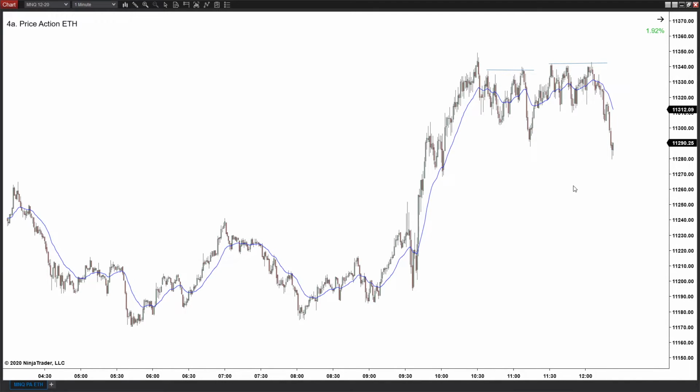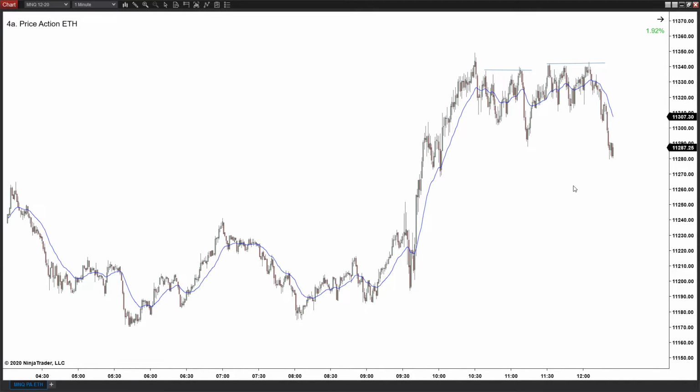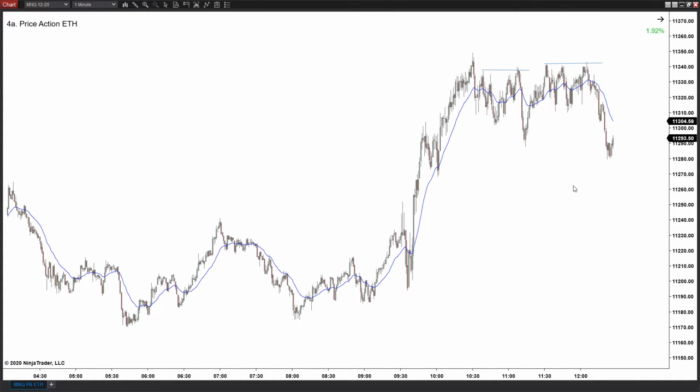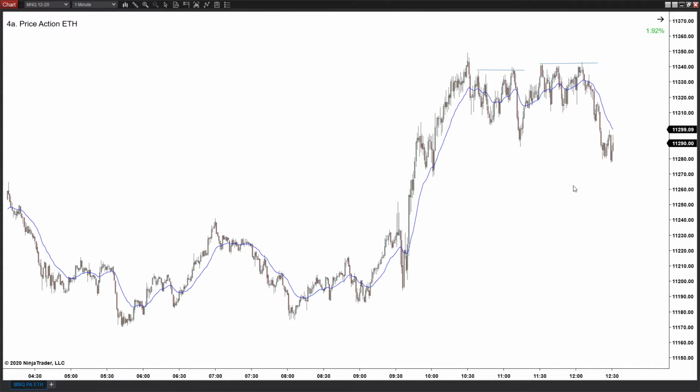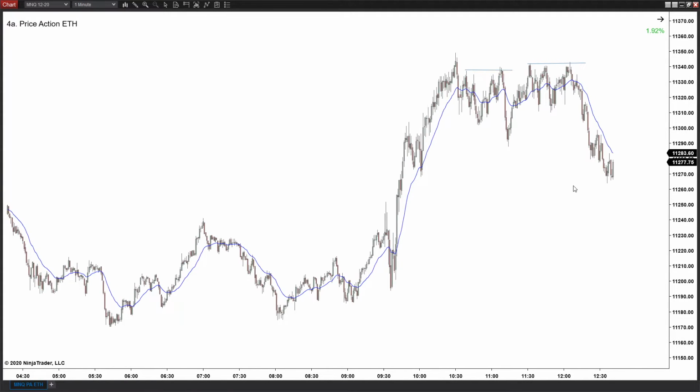What we need to see is, okay, on this big drive lower, does it do the same thing that it did last time? Does it just go ripping right back up to the highs? Or does it fall apart? Well, that's not a good sign. And then, well, we get the breakdown.